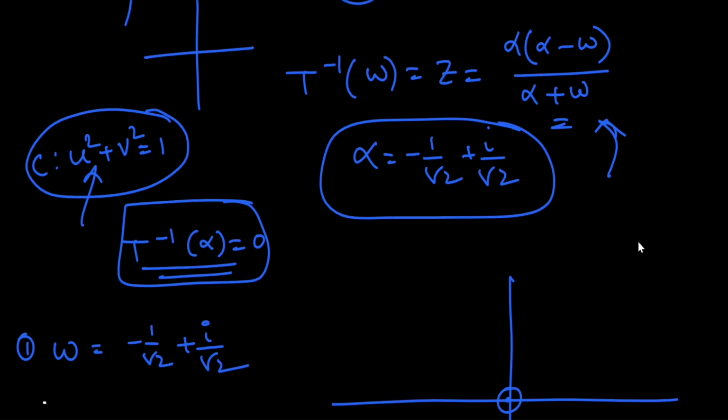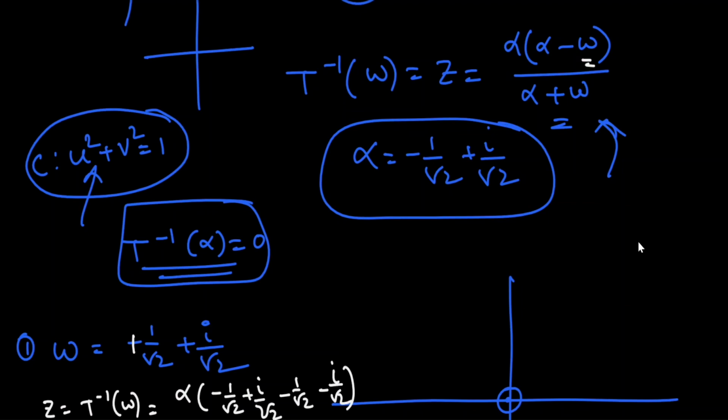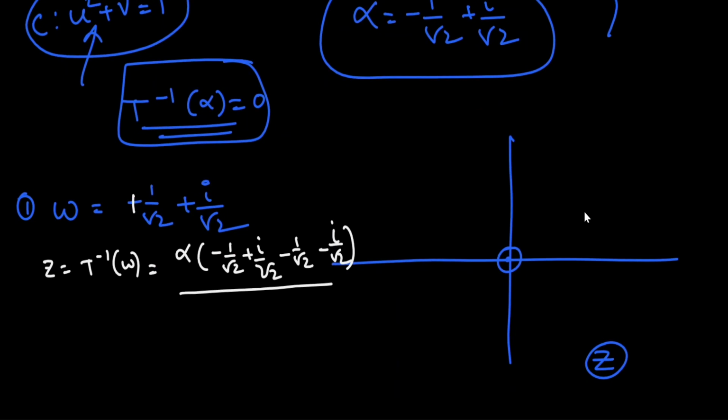Now T inverse W equals Z. This is equal to alpha into alpha minus W, that is minus 1 by root 2 plus iota by root 2 minus W, so minus 1 by root 2 minus iota by root 2, divided by alpha plus W. Alpha means minus 1 by root 2 plus iota by root 2 plus W, which is 1 by root 2 plus iota by root 2. So here minus and plus cancel, and here plus and minus cancel.